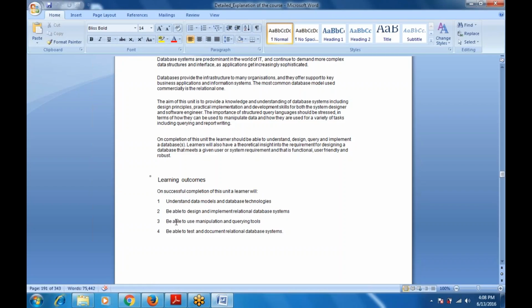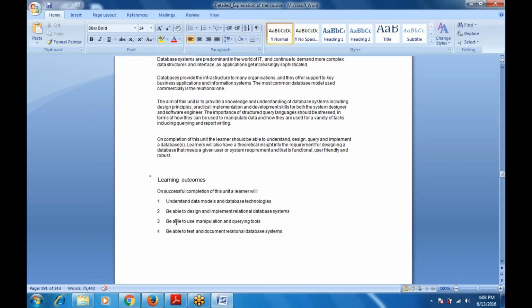That is learning outcome 3. And the last part is to test and document the relational database systems or the model. Querying is done, manipulation is done, designing is done, implementation is done. At last, there is a test, that is, being able to test and document the relational database system. So these are the 4 learning outcomes of this module.